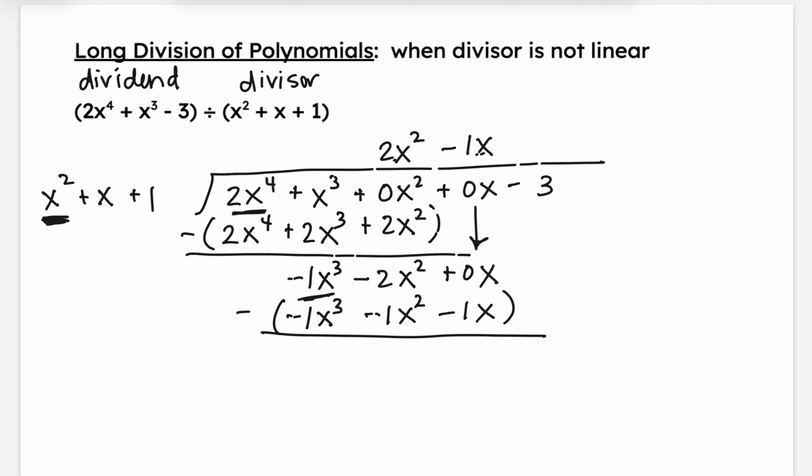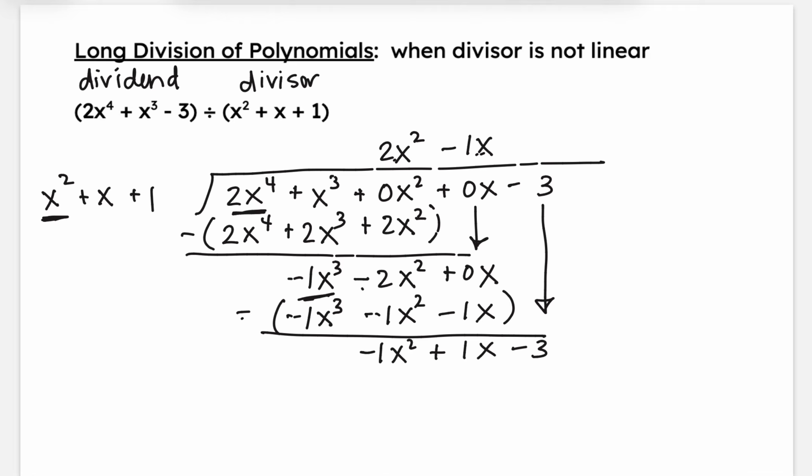So those first terms cancel. I have negative 2 minus a negative 1, so it's really negative 2 plus 1. That turns into negative 1x squared. And then 0 minus a negative 1 would be plus 1x. Then I'm going to bring down the negative 3. So then we start our last set here.